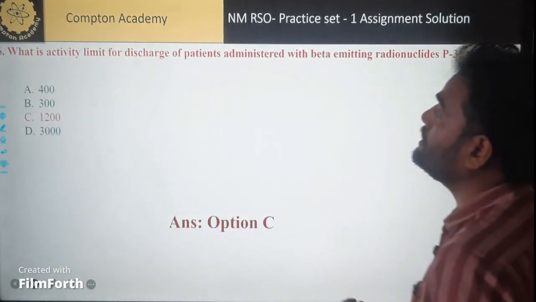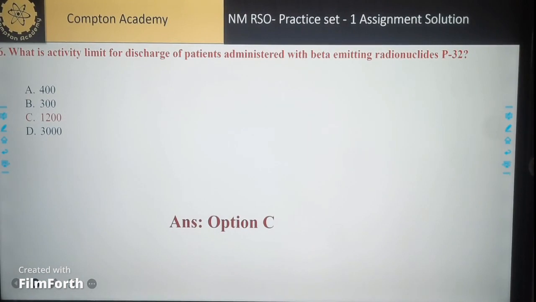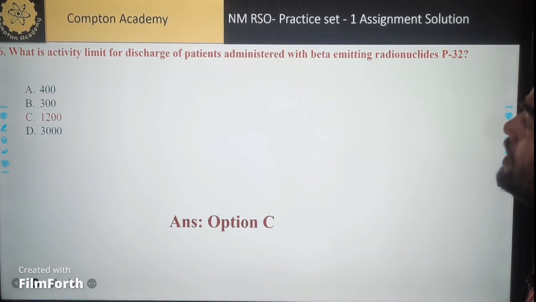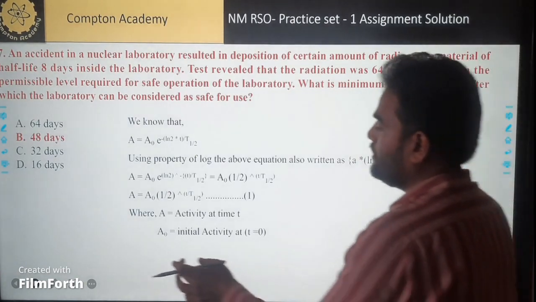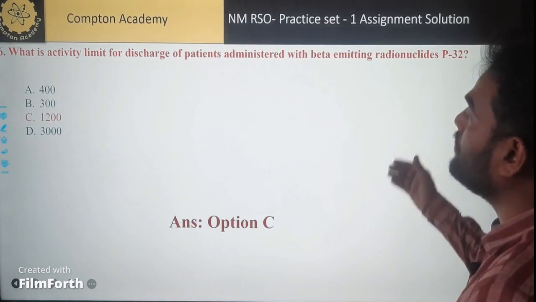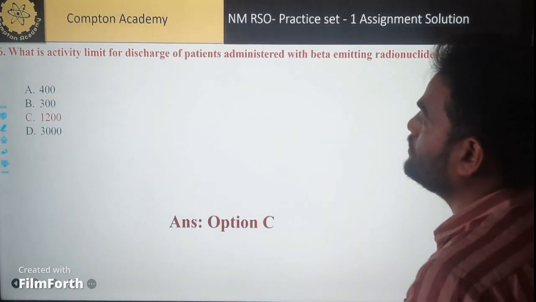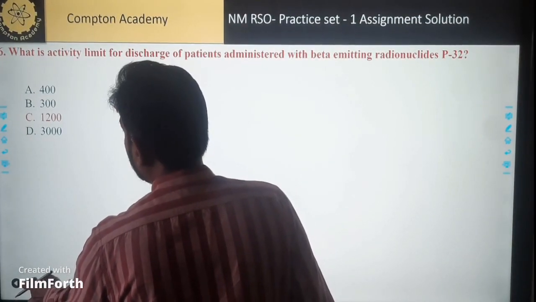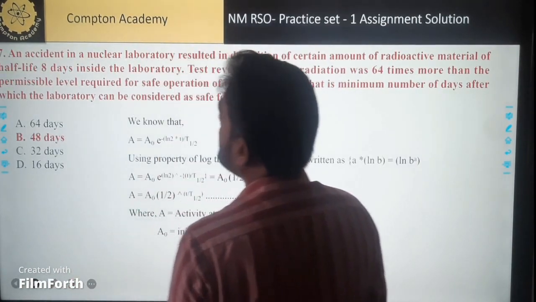Another question is: what is the activity limit for discharge of a patient administered with the beta emitter radionuclide P32? The detail has already been provided in the ARSAC limits document, where a detailed description is given of what the discharge limit will be when the patient is administered different radiopharmaceuticals. There are a number of pharmaceuticals written over there. So for P32 it is 1200 becquerel.